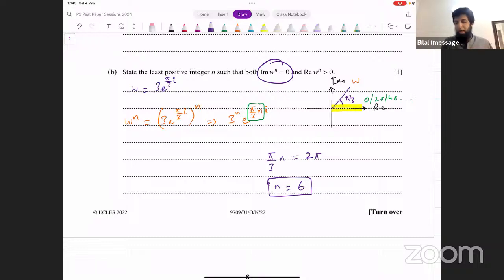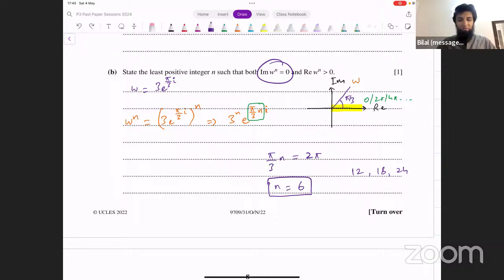All right. You could have the value of n 12 as well, or 18 as well, or 24 as well. Basically, when you multiply it by 6, it comes here. When you multiply it by 12, it completes one full circle and then comes back again. And then similarly, it keeps coming back like this. So n could be 6, 12, 18, 24, and so on.